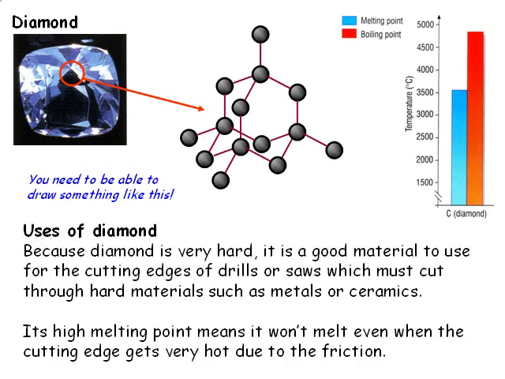The strength and high melting point of diamond make it an excellent material for cutting tools and drill bits. Industrial diamonds are widely used for this purpose.